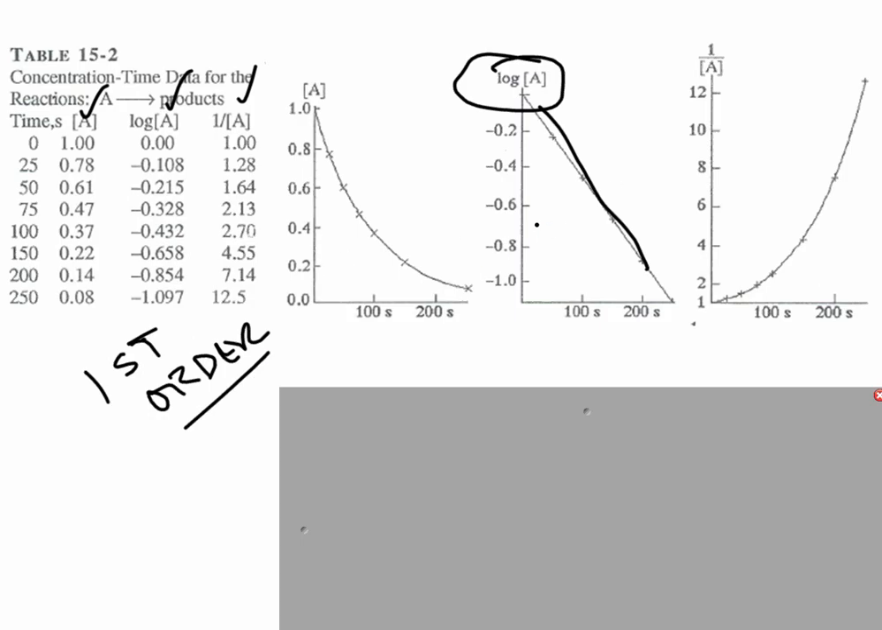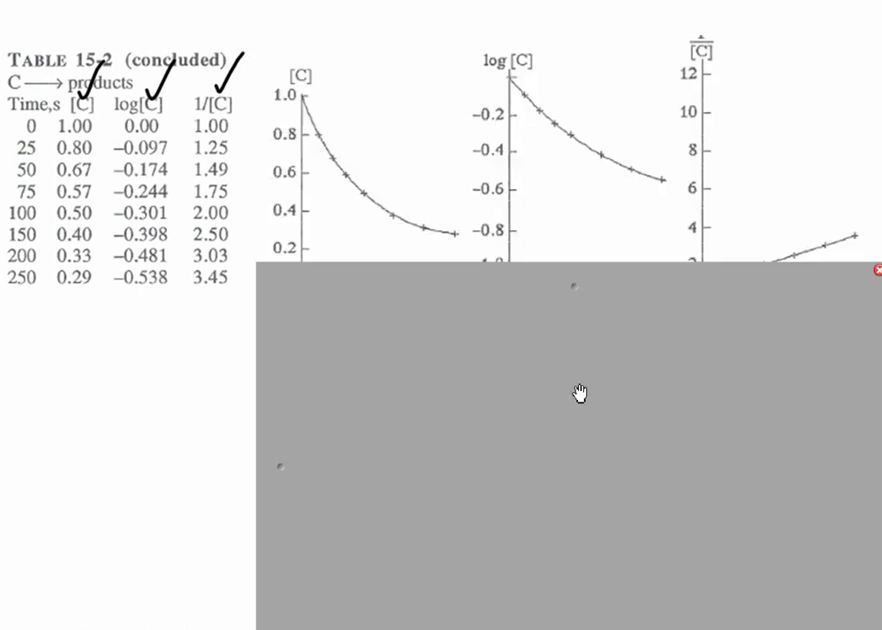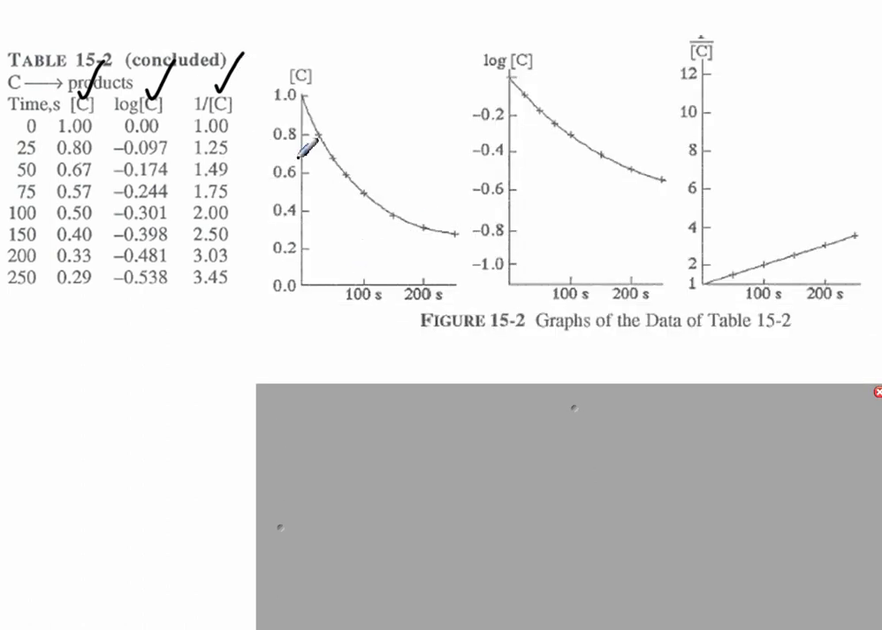Next one, I have C, concentration, log, inverse. Take a look, I look at the data. Well, regular concentration of C is not a straight line. Log of the concentration of C is not a straight line. Bam, right there, I got a straight line. What is on the Y? 1 over the concentration of C is on the Y.